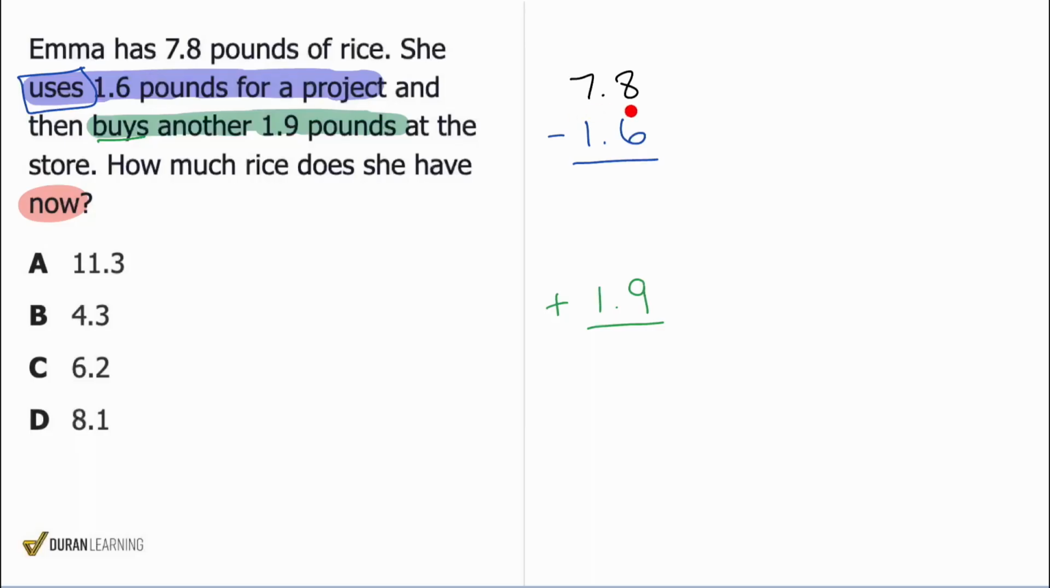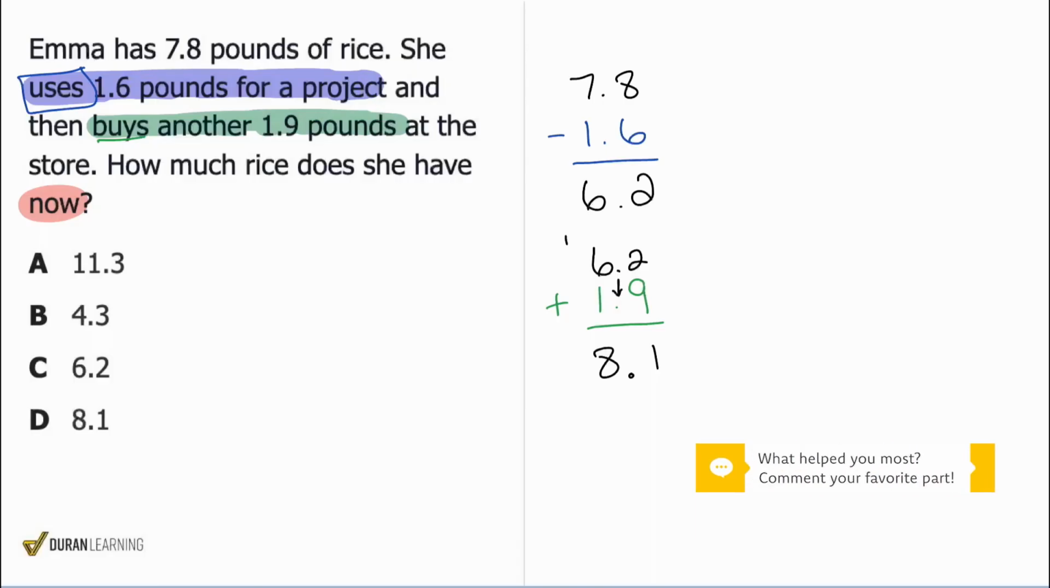We have 7.8 minus 1.6. We have to line up that decimal when we're adding and subtracting. So we have 8 minus 6, and that'll be 2. Then we have 7 minus 1, and that's 6. So we have 6.2. And we'll take that 6.2 and add 1.9. 2 plus 9 gives us 11. 6, 1, and 1 makes 8. Don't forget to drop that decimal. Keep everything nice and lined up. So we have 8.1. And there we are. There's our final answer. We have 8.1 pounds of rice now. Correct answer? Answer choice D.